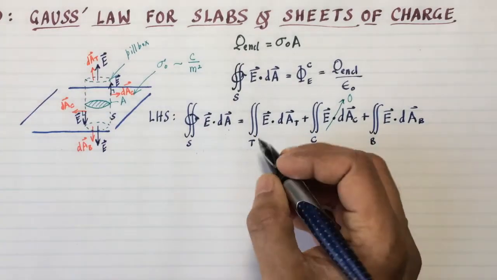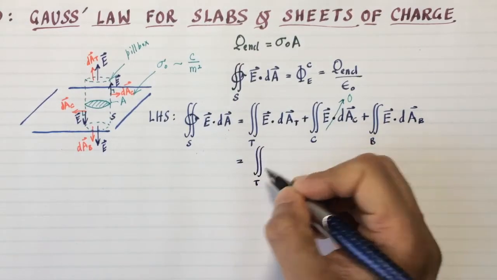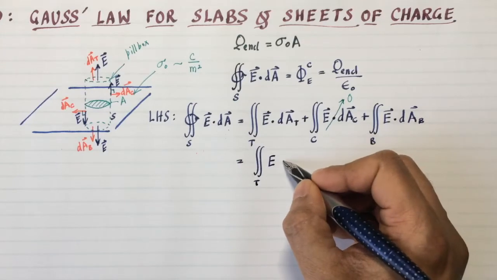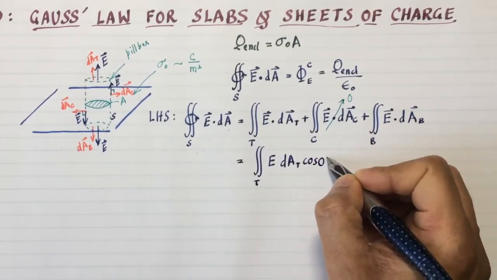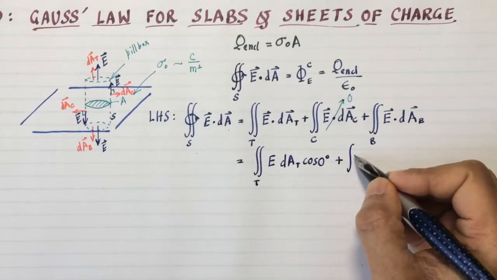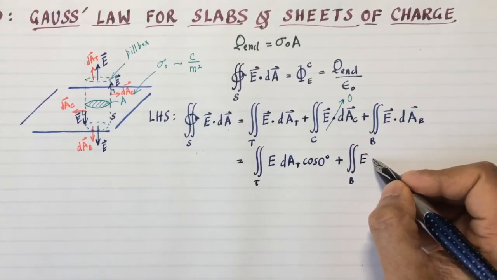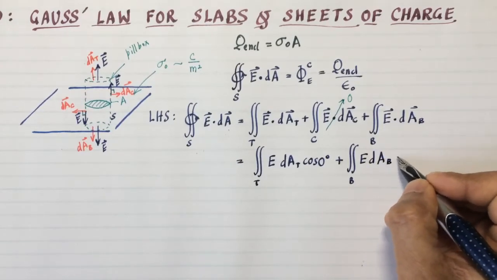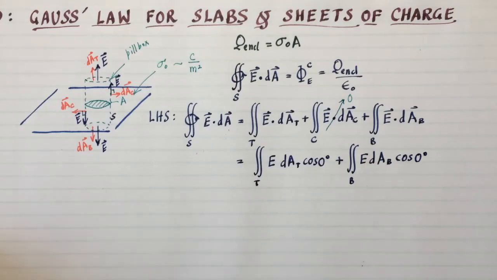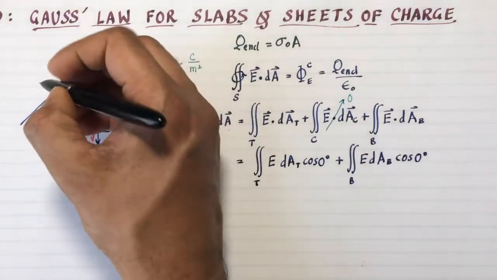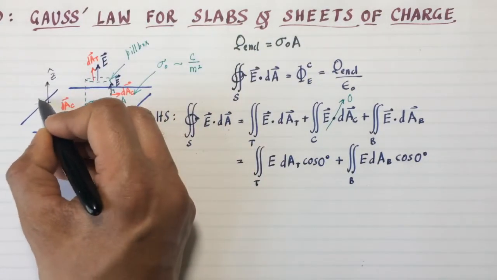So let's simplify those two terms. Integral top E times dA top cosine 0 degrees plus integral bottom E times dAb times cosine 0 degrees. Now the electric field can only possibly depend on the z coordinate and not on the x and the y coordinates.